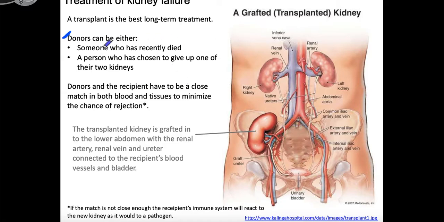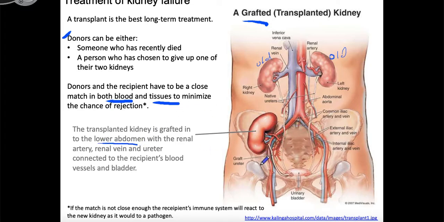There's also been success rates from kidney transplants from someone who has recently died. But you can have a person give up one of their kidneys as long as it's compatible, right? So the donor and the recipient need to be a close match in blood, but also in tissue compatibility to avoid rejection. So the way that a kidney transplant is done, as you see here, the new kidney is grafted. So the old kidneys that are not working properly are left in place. Nothing is done with the old kidneys, but the new transplanted kidney is grafted in the lower abdomen.